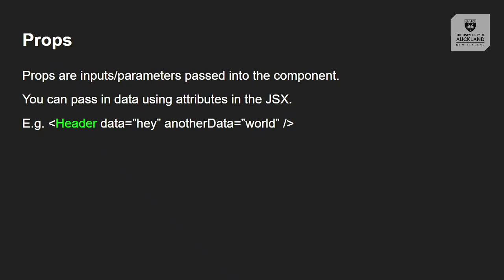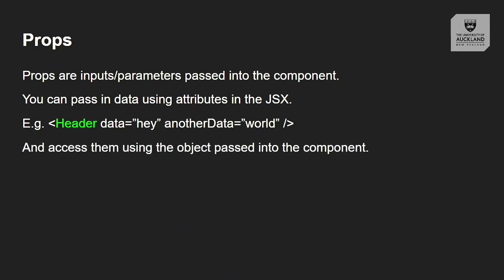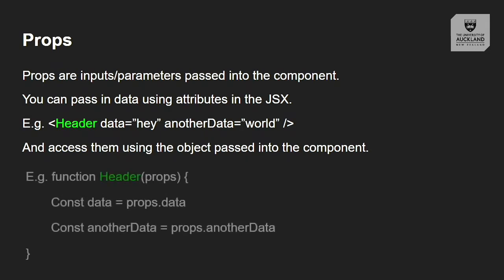And then to use these props, these inputs, you simply access the object that is automatically passed in by React. So as an example, we create a parameter called props. By convention, it's called props. You can name it whatever you want. And simply access data. And that will give you back hey, and dot another data. And that gives you back world.